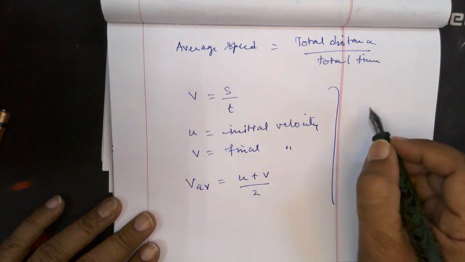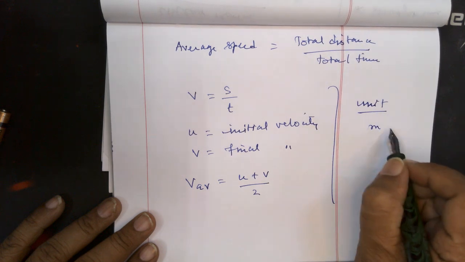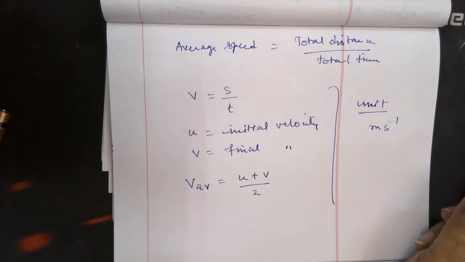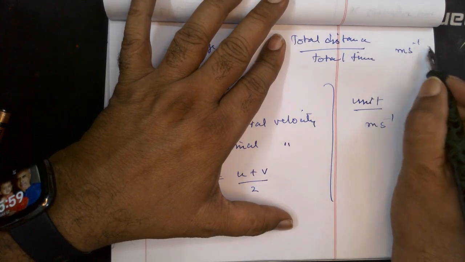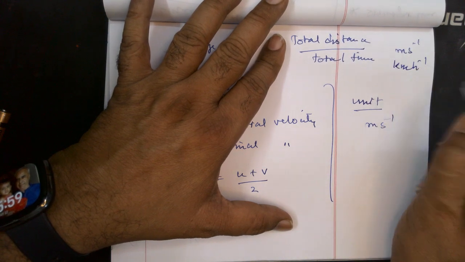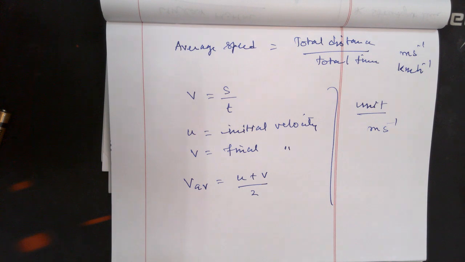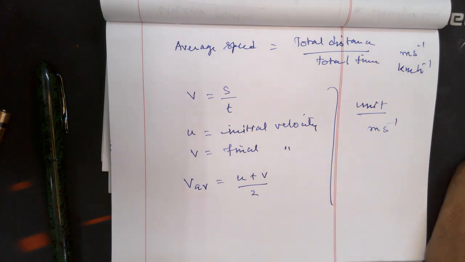Usually the unit of velocity is meter per second. And for speed also meter per second, and sometimes it is given in kilometer per hour also. For larger distances it is given in terms of kilometer per hour, but by SI unit it is given by meter per second.